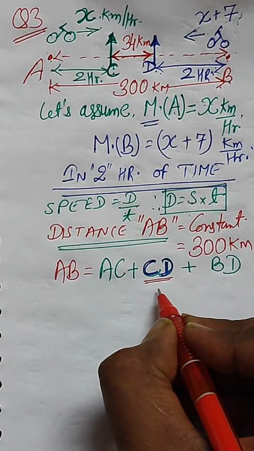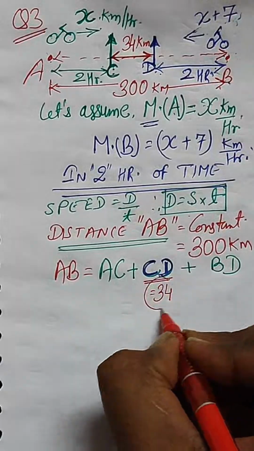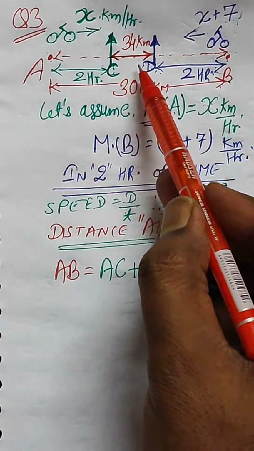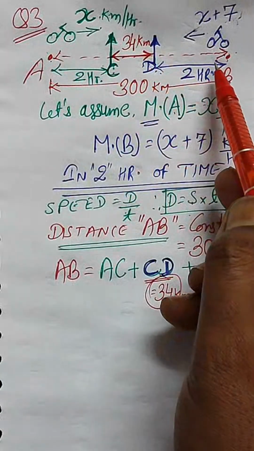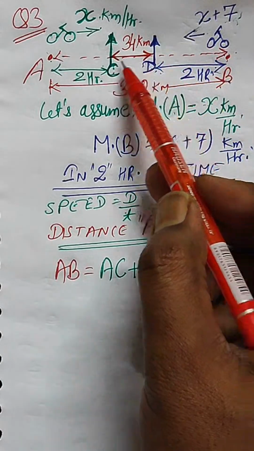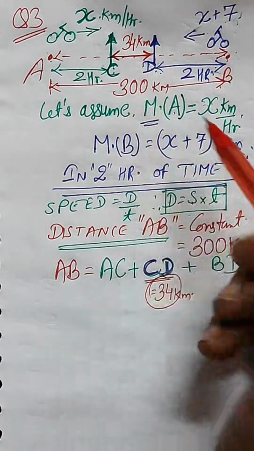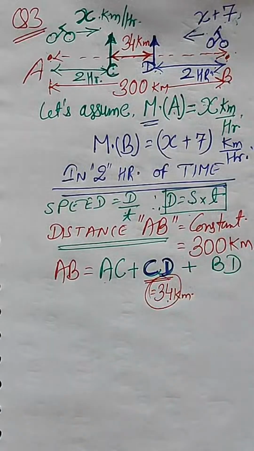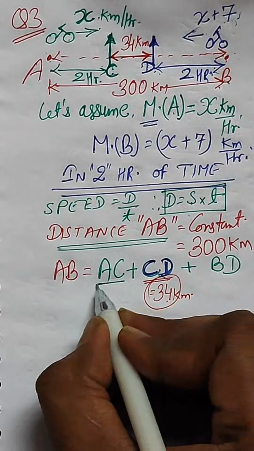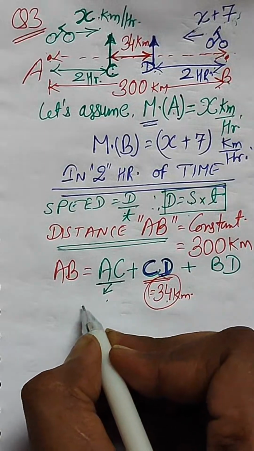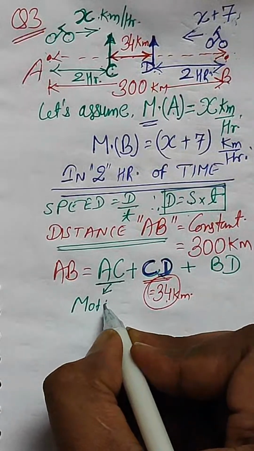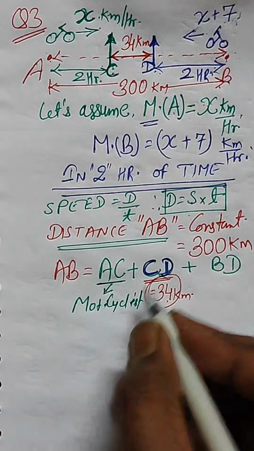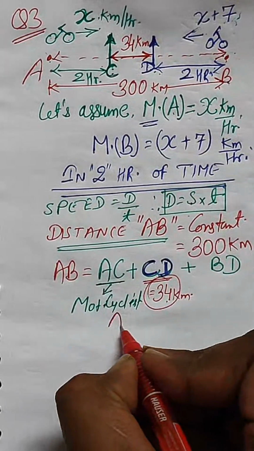34 kilometer, right? Because this is the distance when motorcyclist A approaches C and motorcyclist B approaches D, and this is the distance between both of these motorcyclists at that point after traveling 2 hours. And AC reflects the motorcyclist. Which motorcyclist? A.